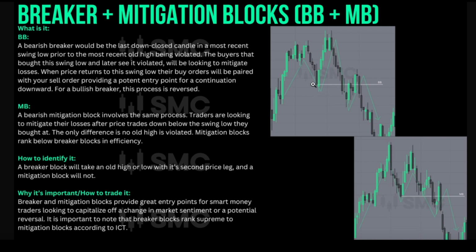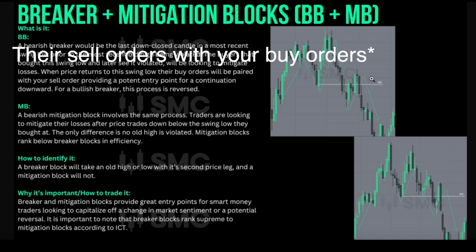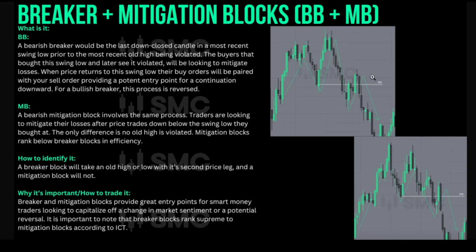So now the people who bought here are at a loss, and they're looking to mitigate their loss by selling their positions when price comes back up to here where they ordered. So when price returns to the swing low, their buy orders will be paired with your sell order, providing a potent entry point for a continuation downwards. And for a bullish breaker, obviously you just want to reverse this process.